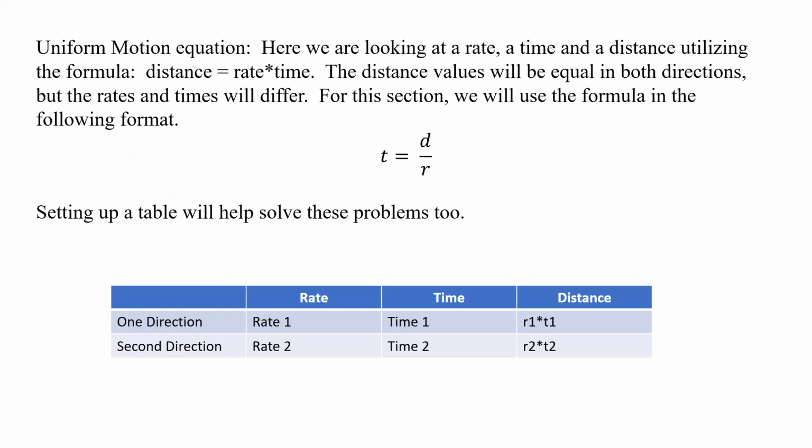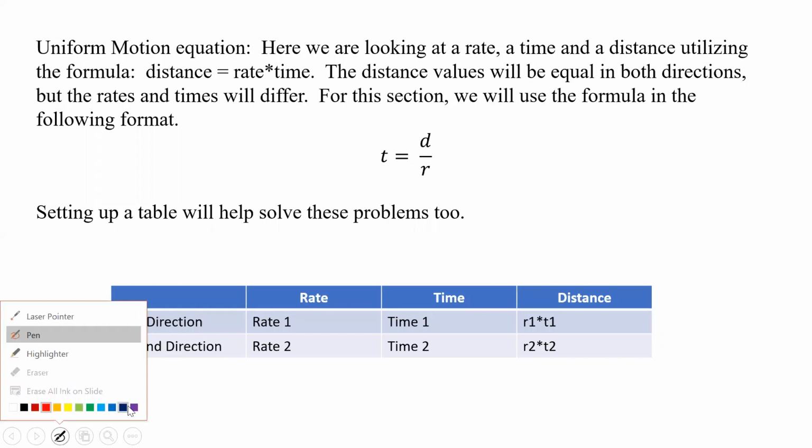Now the distance values will be equal in both directions. So you're going to go one way, 8 kilometers, go back the other way, 8 kilometers. But the rates and the times are going to vary. So for this section, we're going to use the formula in the following format, that the time is equal to the distance divided by the rate.